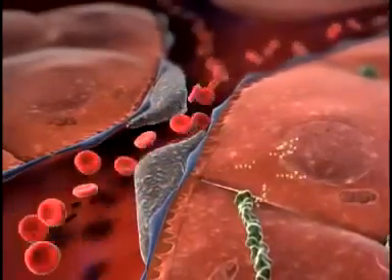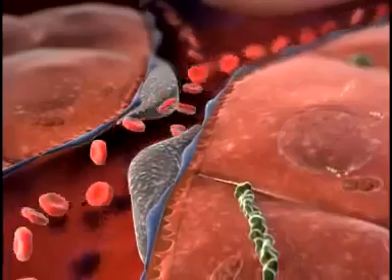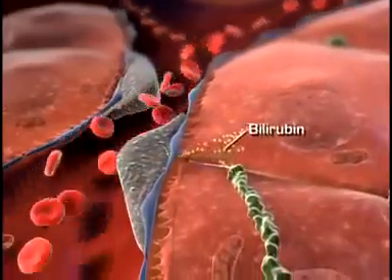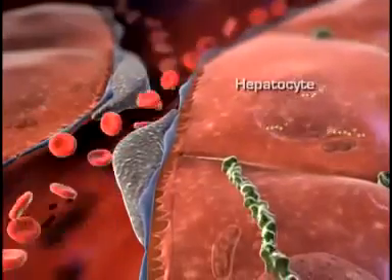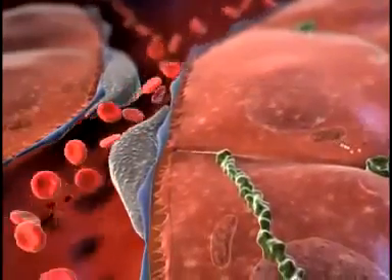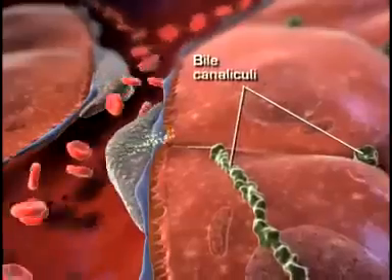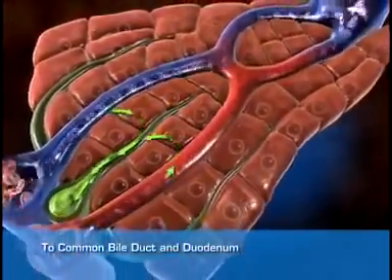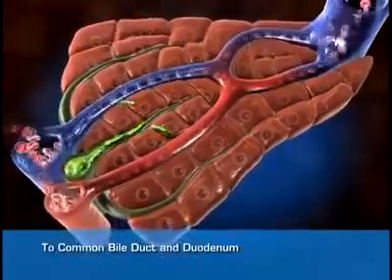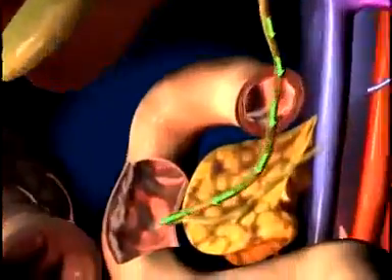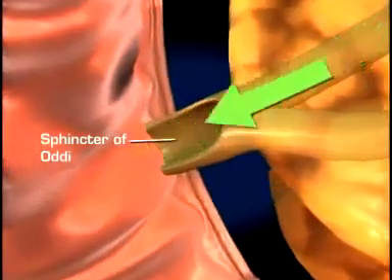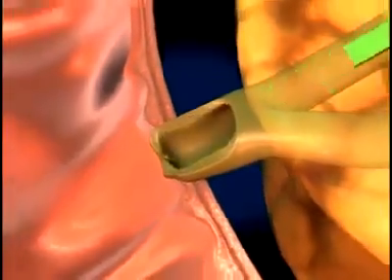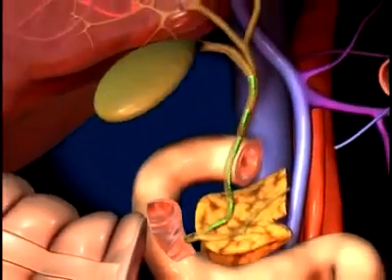The breakdown of defective red blood cells results in the formation of a pigment called bilirubin. The hepatocytes remove bilirubin from the blood and modify it so it can be secreted into adjacent small bile ducts called bile canaliculi. The bile canaliculi pass the bilirubin along to the common bile duct, where it is carried to the duodenum. At the duodenum, muscle tissue called the sphincter of Oddi regulates the flow of bile into the duodenum. When this sphincter is closed, bile moves back into the common duct and the gallbladder, where it is stored.